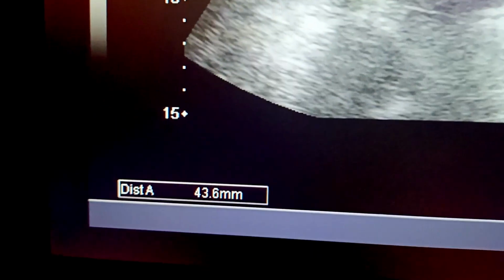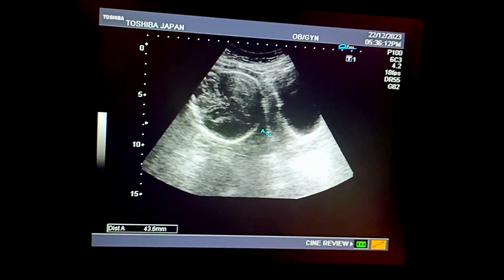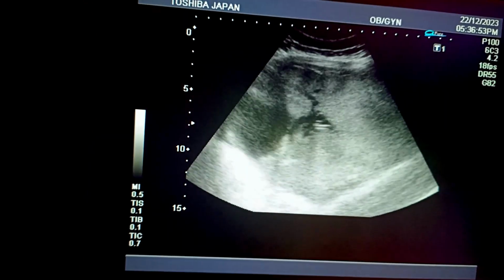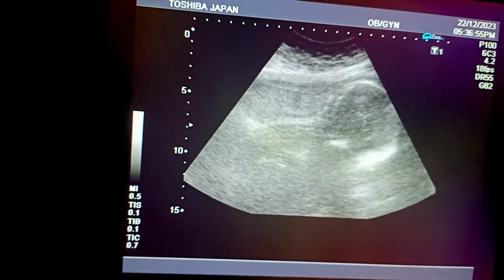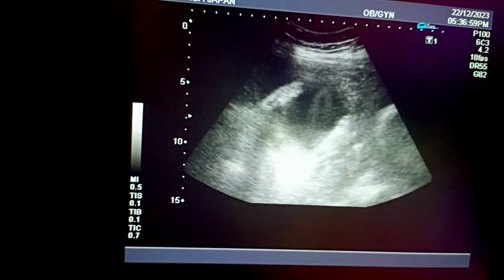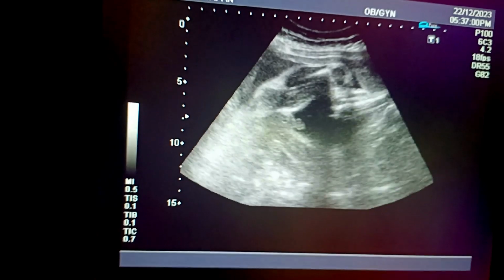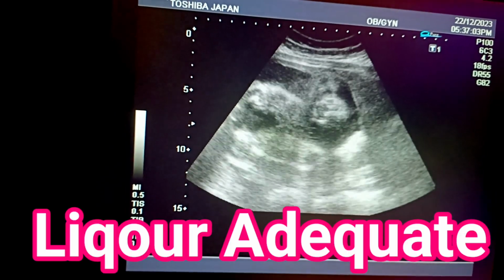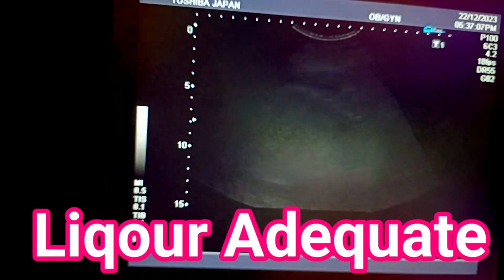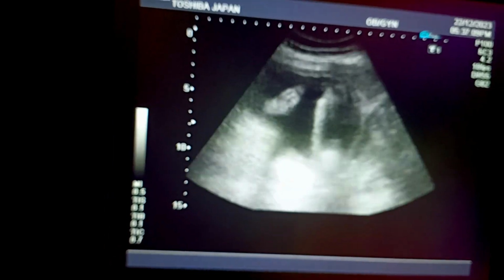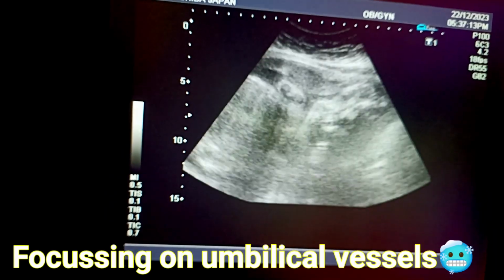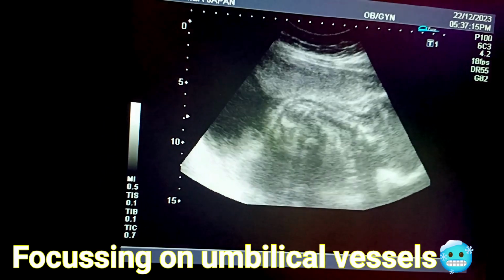So this is the cervical length, that is 4.3. Normal varies from 3.5 to 4.5. Less than 2.5 shows incompetence or premature labor pains. See the different parts of the fetus. Liquor appears to be okay or adequate. The fetal parts are seen and everything appears to be normal.